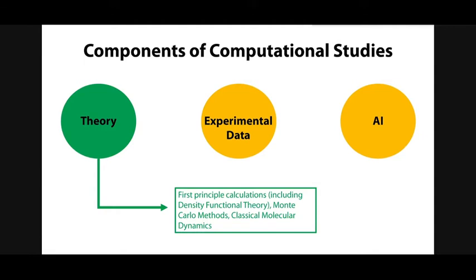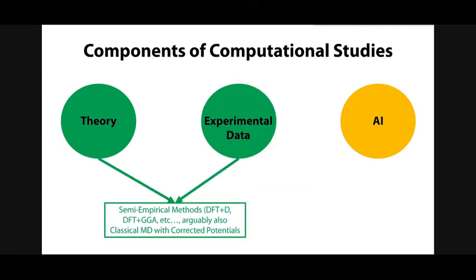And this can become computationally expensive. So there are also methods that combine theory with experimental data. And if we do that, we obtain what are known as semi-empirical methods. So semi-empirical methods, basically that's just a theory and then you have corrections based on experimental data. So this is entering the realm of phenomenology.